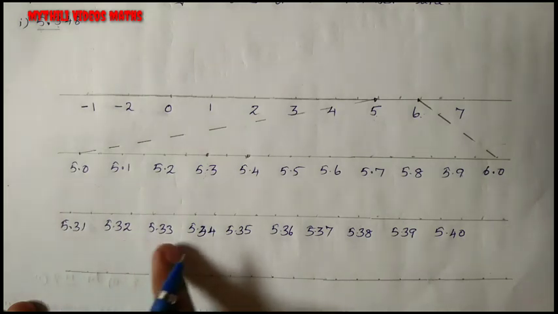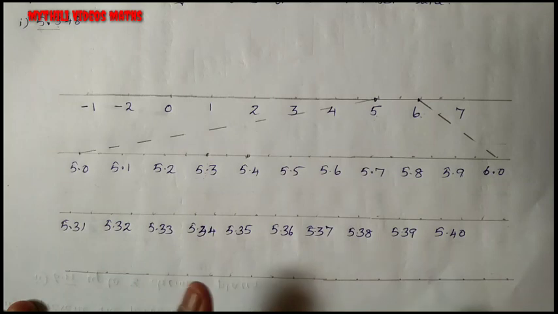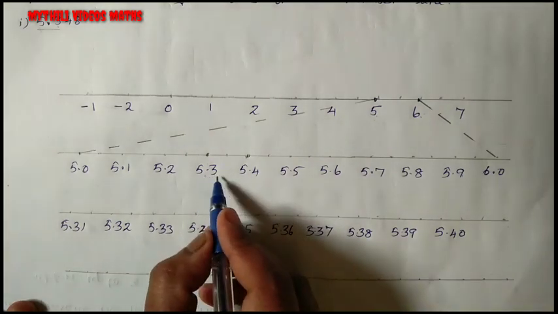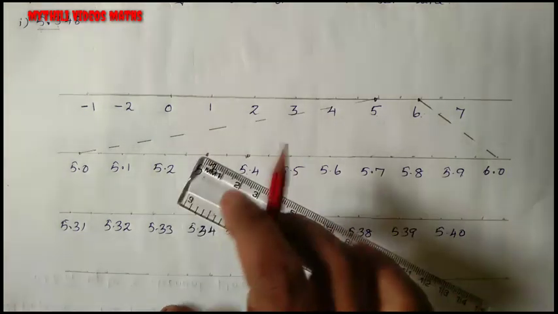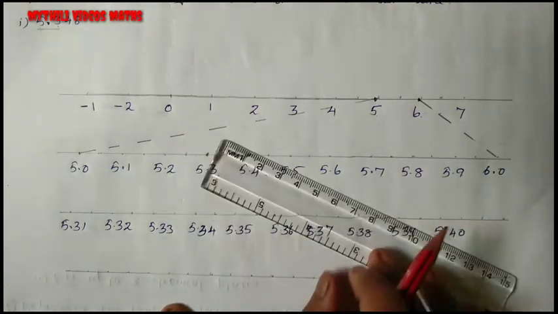Okay. 3, 4, 5, 6, 7, 8, 9, 10. Okay, these are the numbers that are there in between 5.3 and 5.4. Okay, same thing, we have to just take this, and take the 5.4 point. This is the end point.